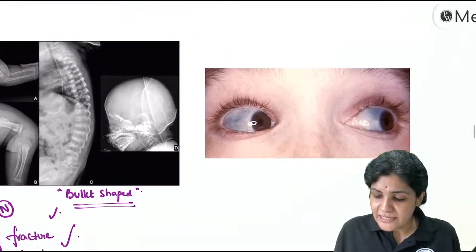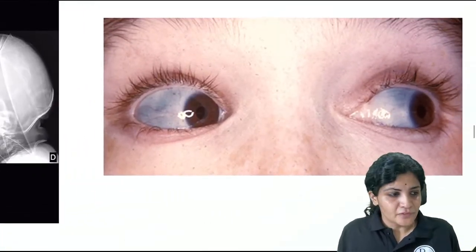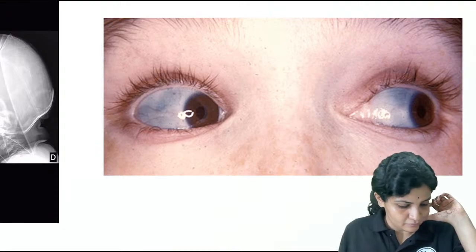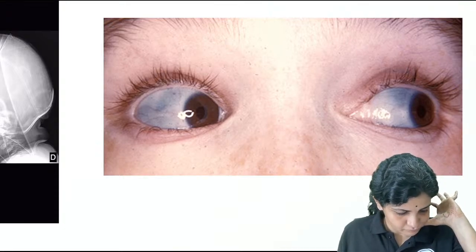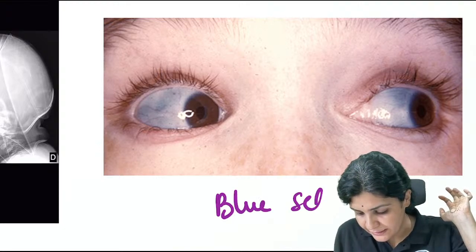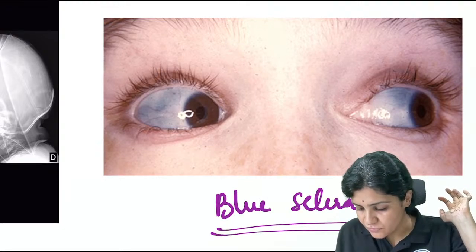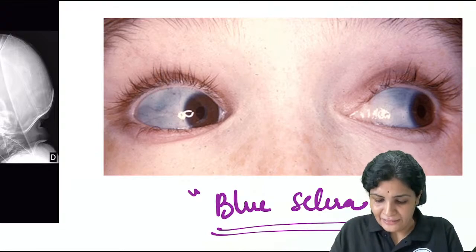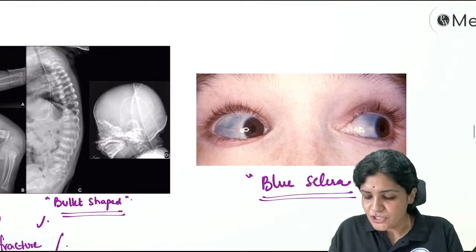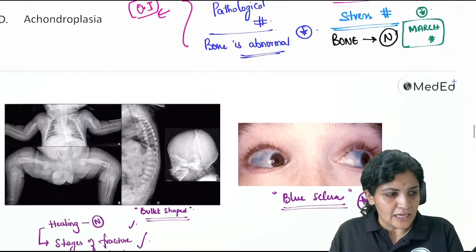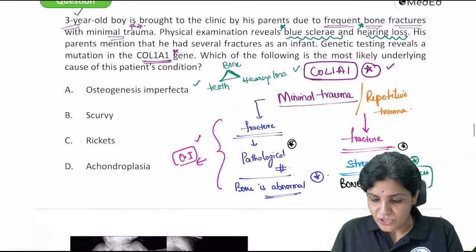And what is this? So we have already mentioned that this is blue, because of the abnormality of the collagen, there is a presence of blue sclera in infants. So this is one such clue for diagnosing your osteogenesis imperfecta. Understood? So this is about your osteogenesis imperfecta.